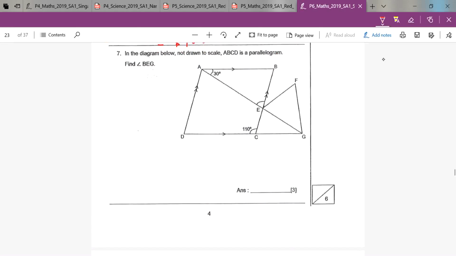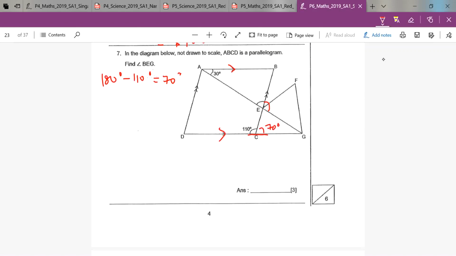Question 7. In the diagram below, not drawn to scale, ABCD is a parallelogram. Find angle BEG. So find this angle. What I'll do is I use the 180 here minus the 110, I'll get 70. This is 70.